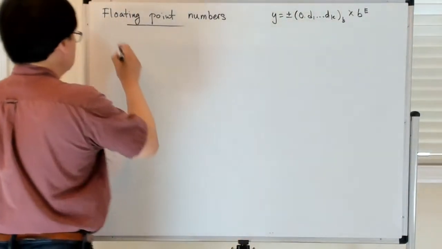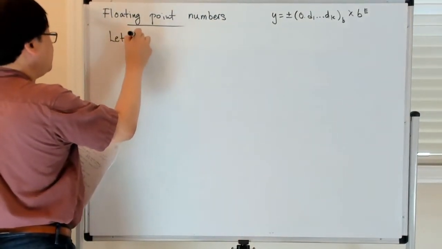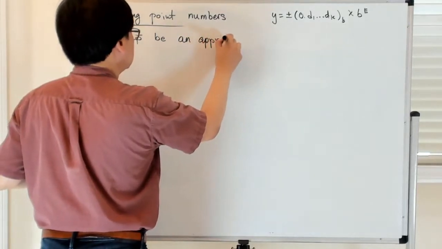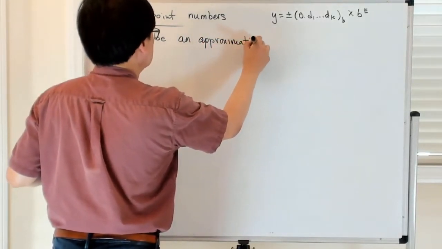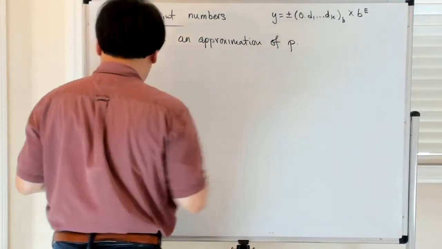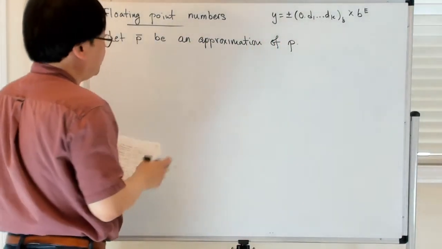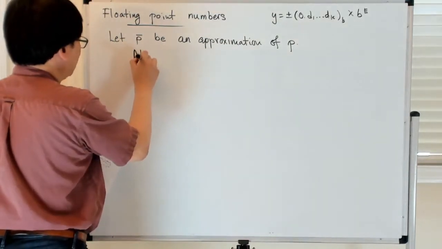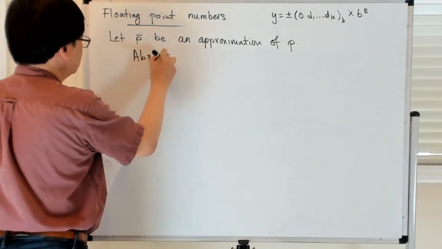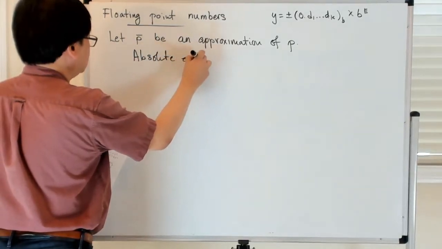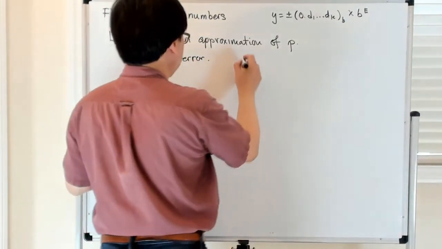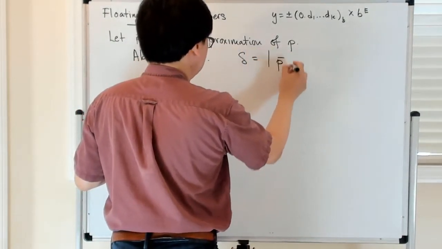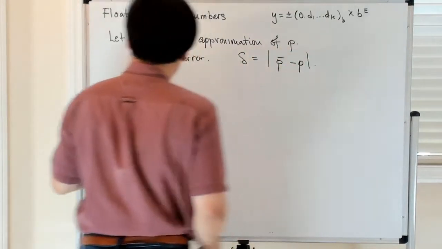Okay, so let's say we have P bar be an approximation of P. There are two very natural ways of quantifying the error. The first of which is the absolute error. This is probably something you've seen before. I'm going to denote this by delta. It is just the absolute value of the difference between P bar and P.